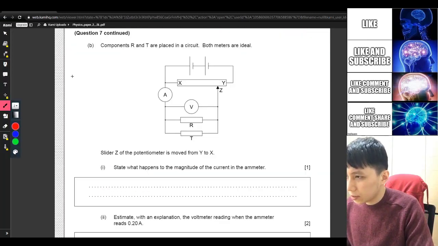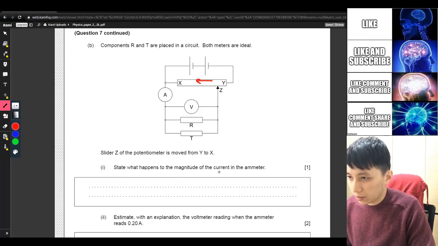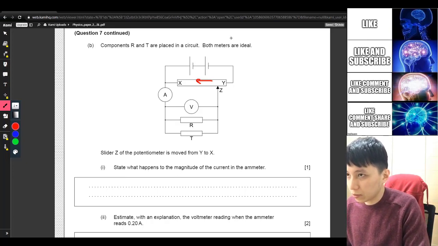All right, next, the slider of Z. Okay, here's a potentiometer, move from Y to X, okay, to this direction. Say what happened to the magnitude of current in the ammeter. So both meters are ideal, so you don't have to worry about that.